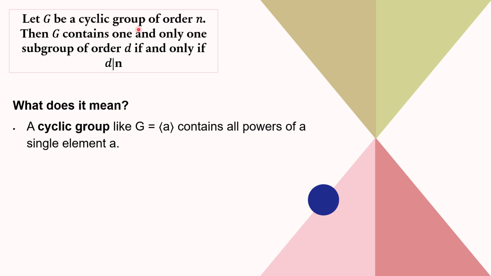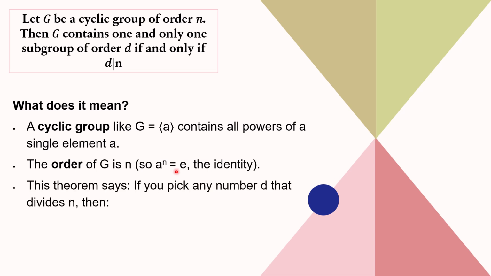So a cyclic group itself is a group which is generated by an element, right? And all the rest of the elements are going to be powers of this single element, right? Of order n. So the order of the group is n. Therefore a raised to n is equal to e, the identity. Again, the definition of the cyclic group. If you have any confusion about the cyclic group part, make sure you watch the video which explains cyclic groups in detail. This theorem says if you pick any number d that divides n.